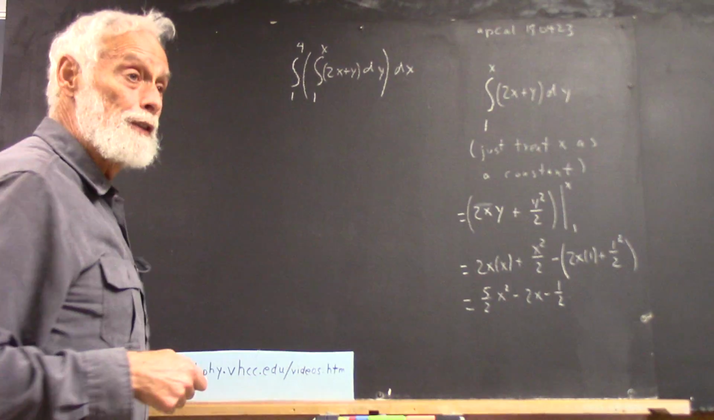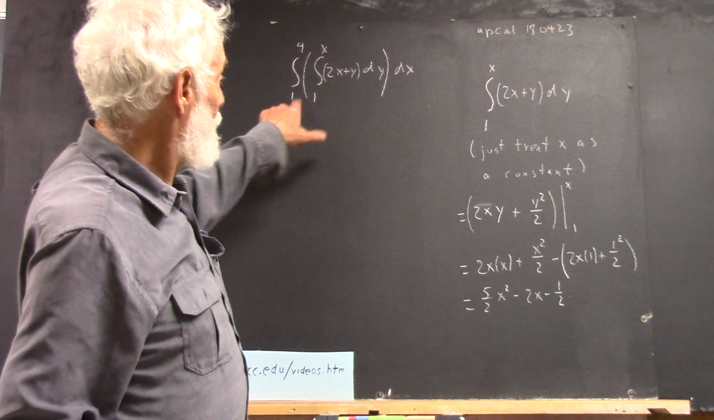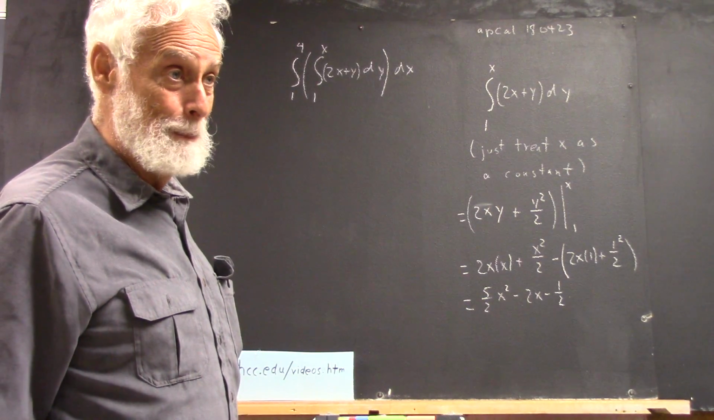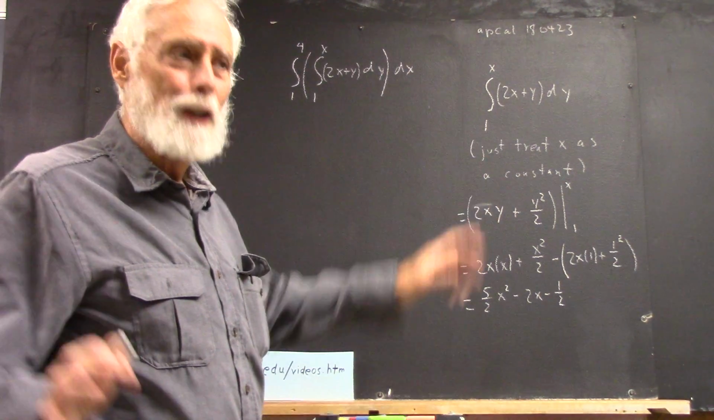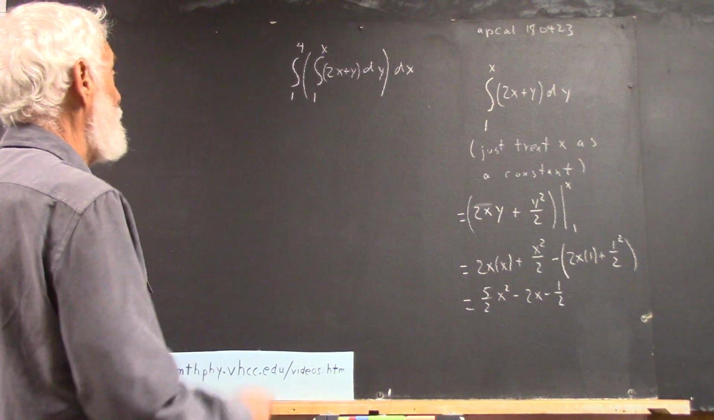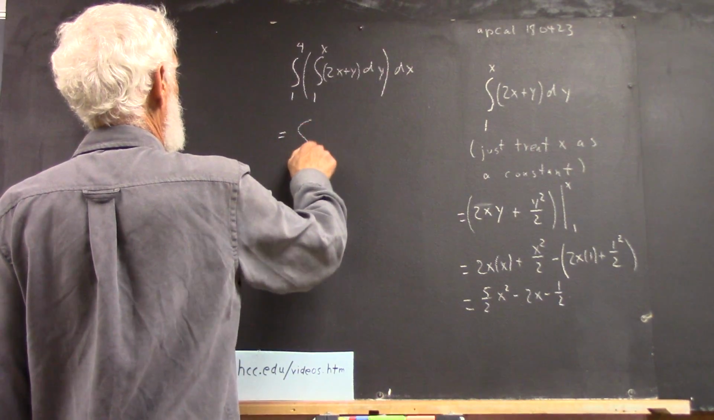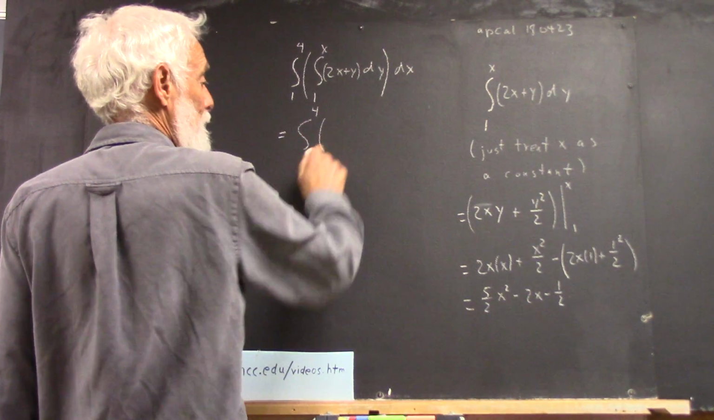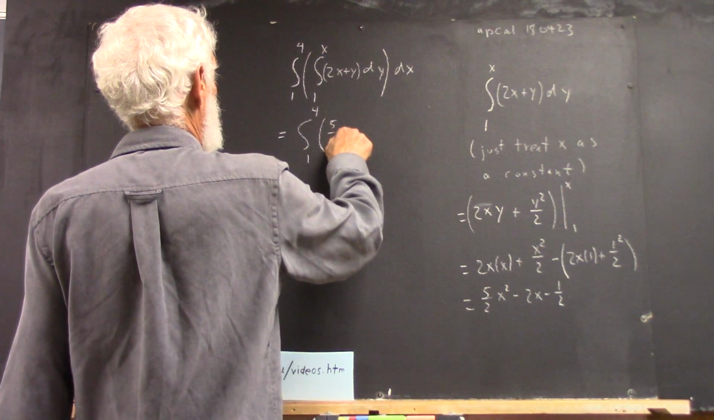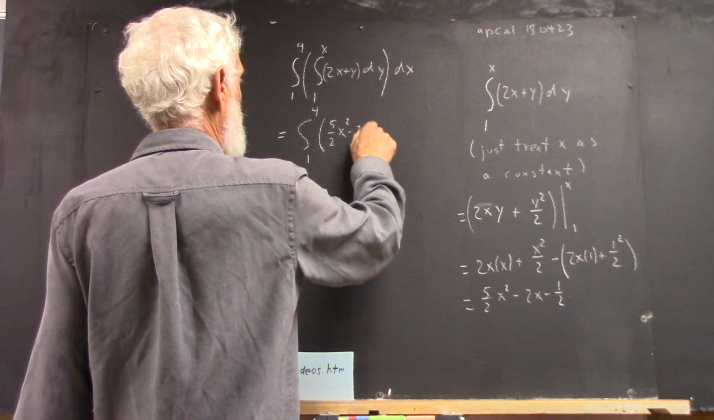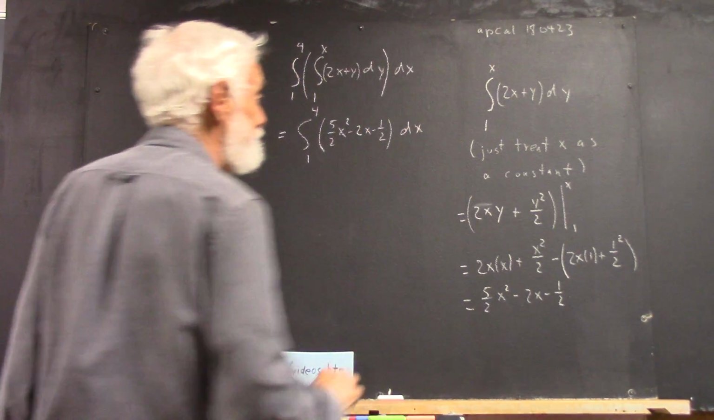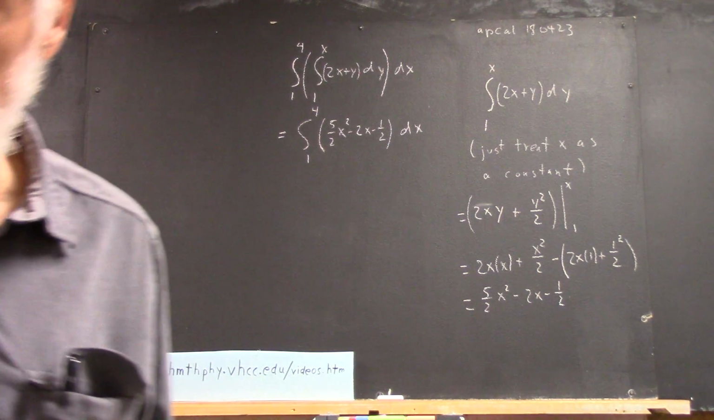Okay, now, this is what it means, and that's exactly what you said. You have an inner integral here, and your order of operations says you do that first. Okay? I'm just going to assume you understand that implicitly because apparently you do. So, in order to do this, this just becomes the integral from 1 to 4 of what you got down here, right? So it's 5/2 x squared minus 2x minus 1/2 dx. Okay? So go ahead and finish that off.